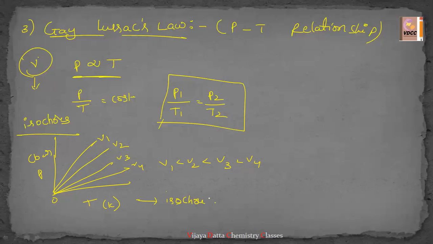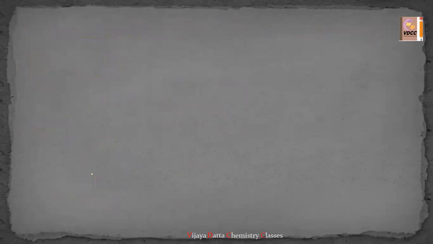This is called Gay-Lussac's law, right? So what is the statement? At a given volume, the pressure of the gas is directly proportional to the temperature. P proportional to T, P by T equals constant, then P1 by T1 equals P2 by T2. The graph drawn at constant volume is called the isocore, and the graph will be a straight line passing through the origin, right? Now come to the next law. The next law is called Avogadro's law.